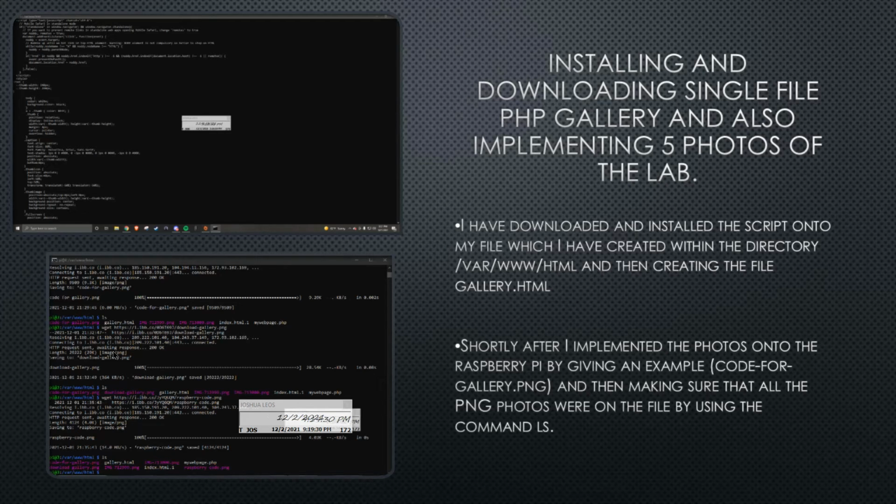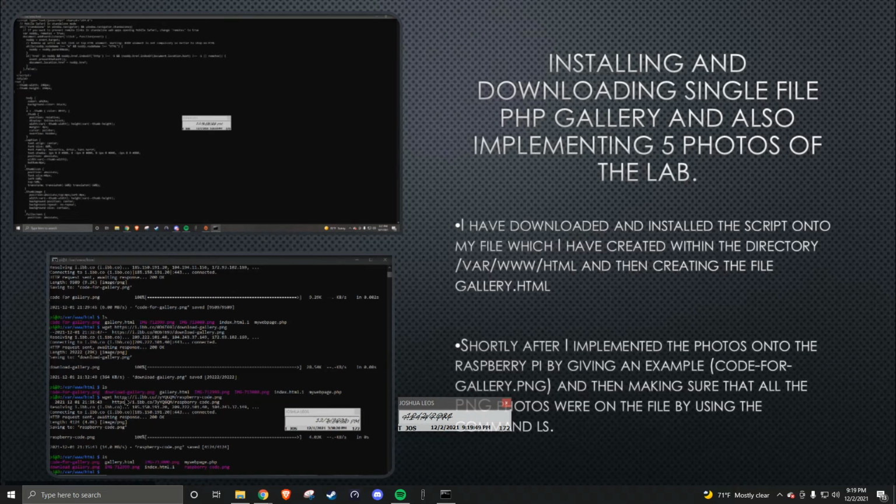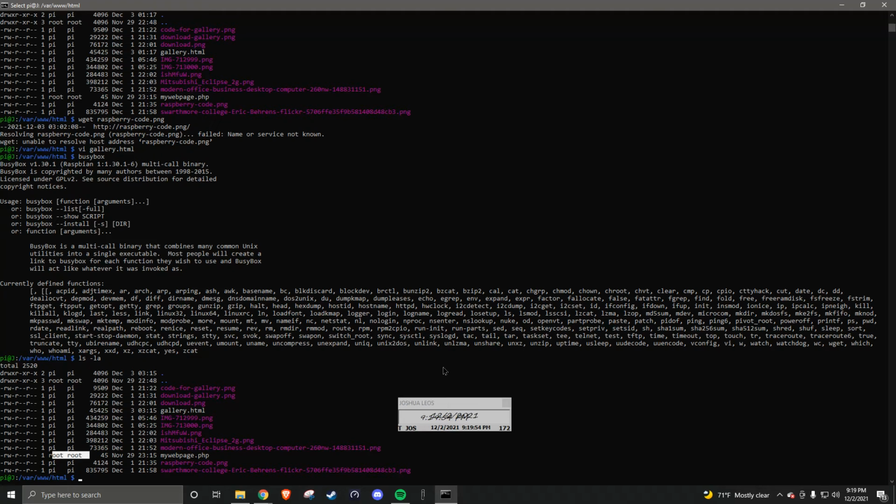So on this photo, it's basically showing you all the photos or the PNG files that I've implemented onto my file that I created, which is gallery.html. So you can see here, I am downloading some of the photos, and then they're coming out right here. And when I go back to the command line, it is showing all these pink files here. These are the ones that I had to manually download onto the Raspberry Pi.